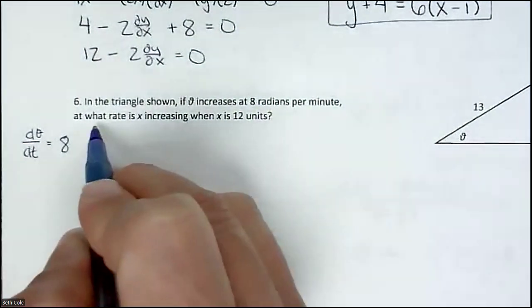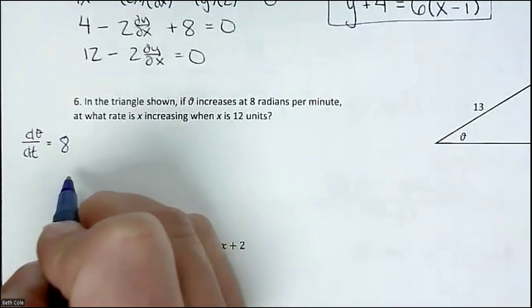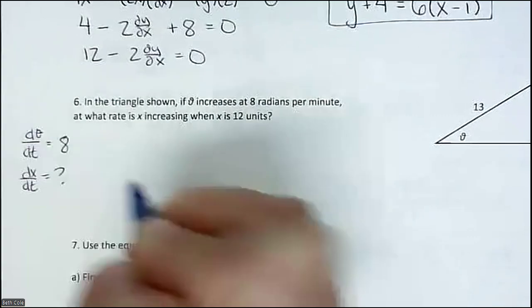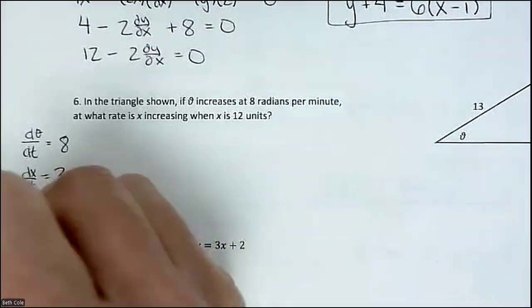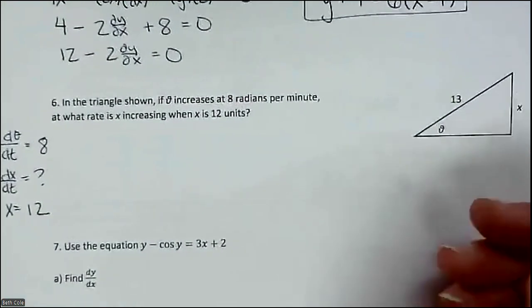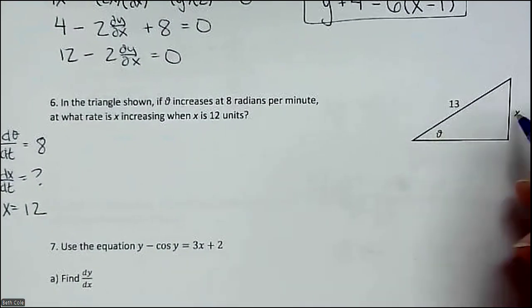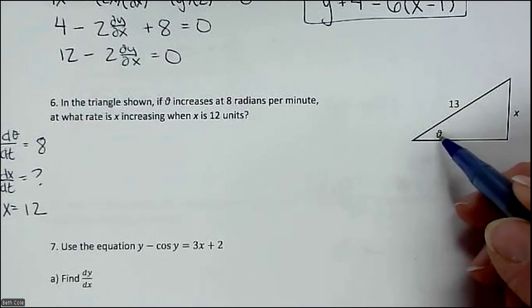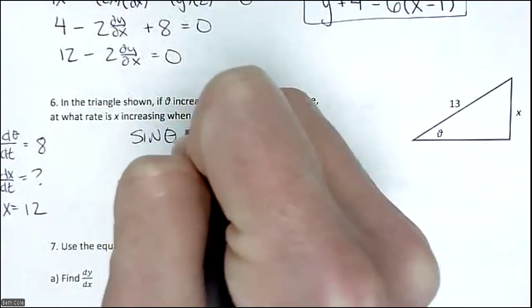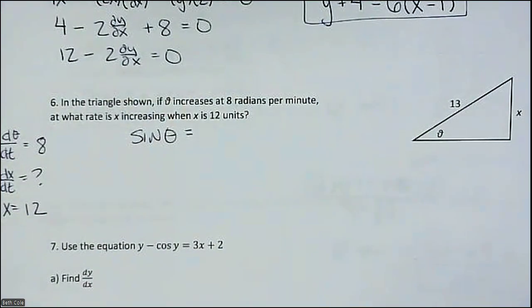All right. At what rate is x increasing? So what's our question mark value? Yes, dx dt is our question mark value when x is 12 units. So you're pausing at that moment. So let's go ahead and get a relationship between the variables. I heard a lot of you saying it will be sine because we have opposite and hypotenuse. Walking around, though, a lot of you didn't have an equal sign. So let's fix that. You need an equal sign.